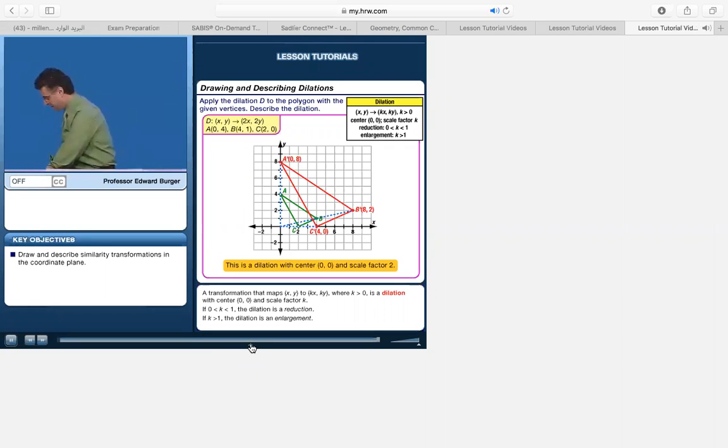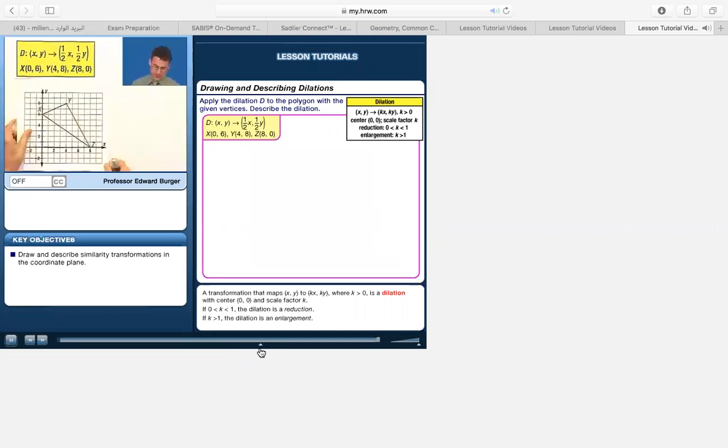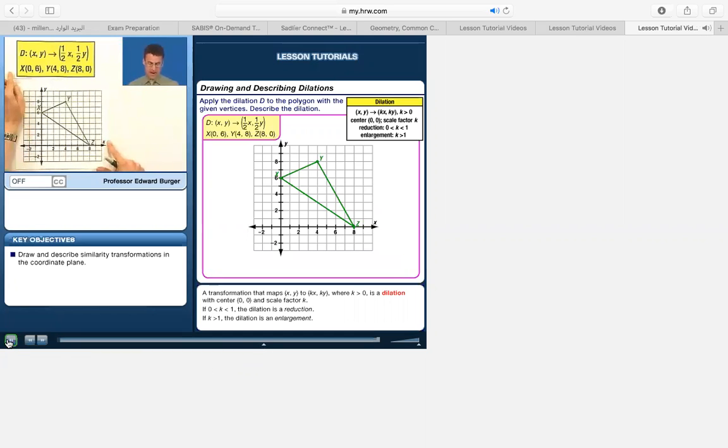Example together, scale factor here is a half. Okay, here I have another example. I have a new triangle. I have its points X, Y, and Z. X is (0, 6). Y is (4, 8). Z is (8, 0). The new dilation is (half x, half y). So K is half.